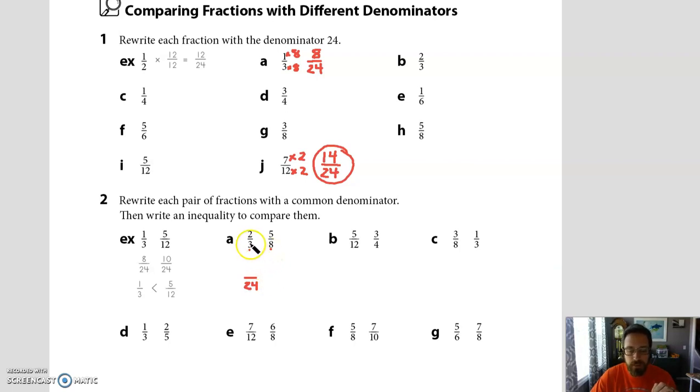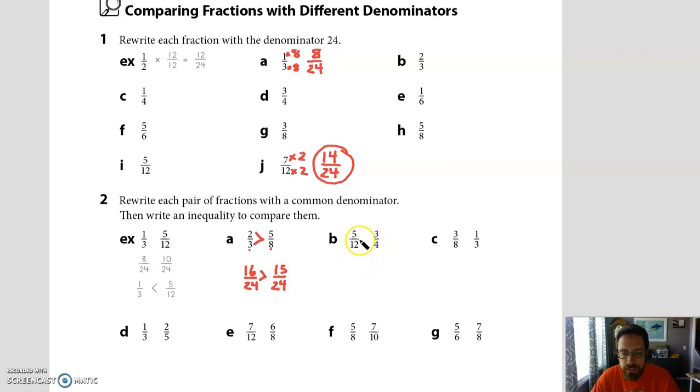So if I multiply 3 times 8, I have to multiply 2 times 8 as well, which would be 16/24. Now here, I'm going to multiply my 8 times 3. So again, I have a denominator of 24, but then I'm multiplying my 5 times 3 as well, because you have to multiply the numerator and denominator by the same number to make equivalent fractions. Well, 3 times 5 is 15. So in this case, 2/3 is greater than 5/8 because 16/24 is greater than 15/24.